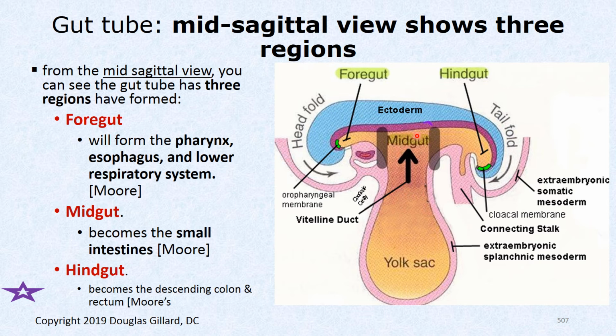But the key of this slide is the gut tube. The take-home message here: the gut tube is broken down into a foregut, which is toward the head, a midgut, which is the only part of the gut tube that communicates with the yolk sac, and then the hindgut is the back part here toward the tail fold. Okay.